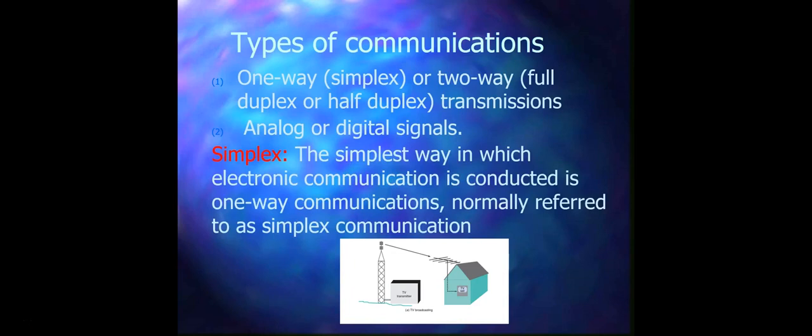Simplex is the simplest way in which electronic communication is conducted. One-way communication is normally referred to as simplex communication. The examples would be radio and TV broadcasting, or a remotely controlled vehicle like a toy car or drone. Here one such example is given, where you can see an antenna taking up the signal from this TV transmitter. So this is an example of TV broadcasting.